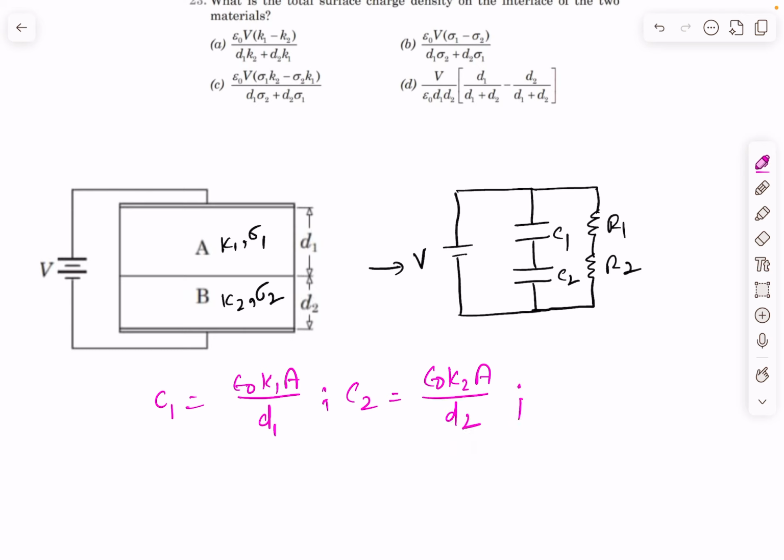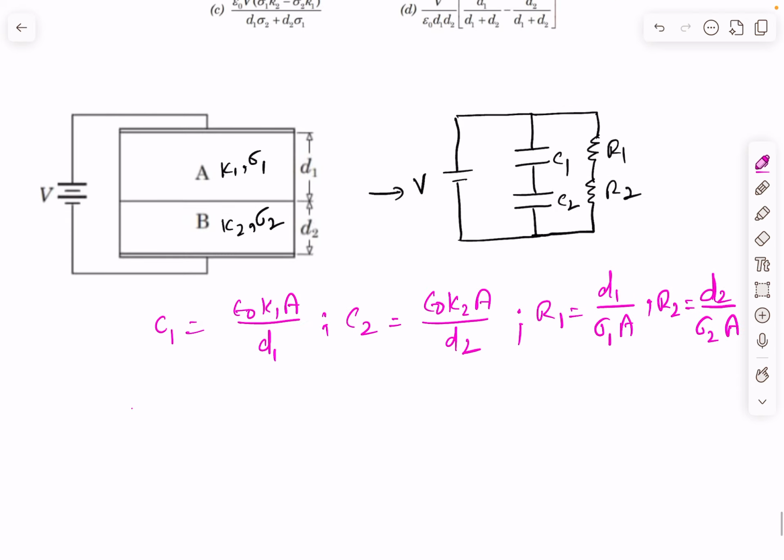Let us write down the value of the resistances also. So R1 can be written as D1 upon sigma 1 into area. Similarly, R2 can be written as D2 upon sigma 2 into area.